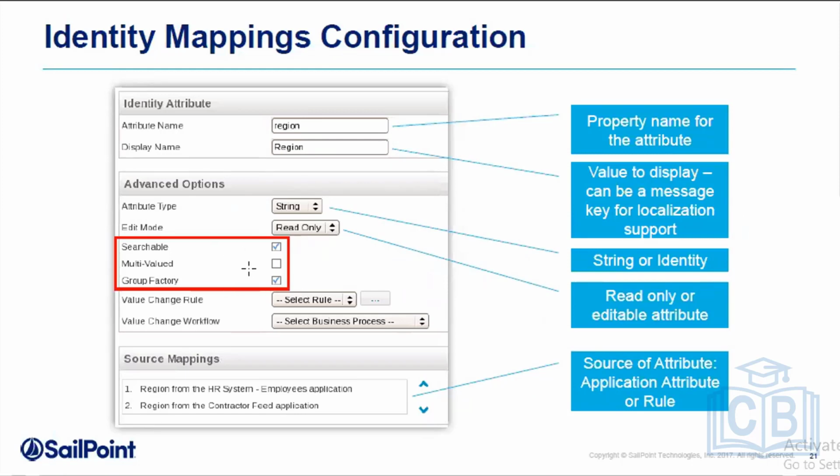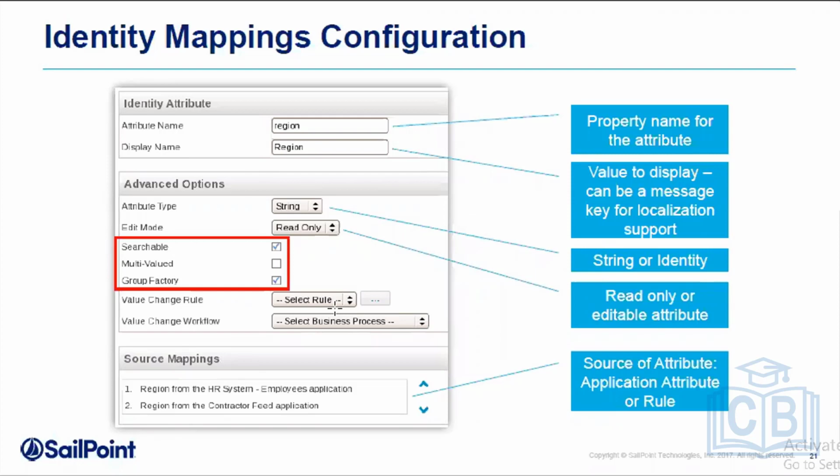And these are searchable, multi-valued, and group factory columns, right? Searchable means this particular attribute will act like one of the filter conditions. If you want to search for any data in Sailpoint, we need some filters, right? So this would be coming as one of the filter conditions. Multi-valued, if this particular attribute has multiple values. Yesterday I explained to you, right? The multi-valued field. The same way here also, you can enable that checkbox.